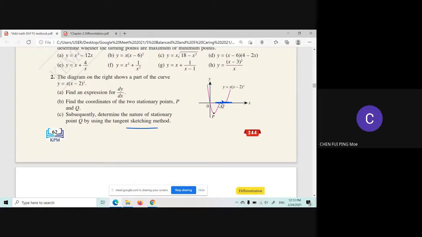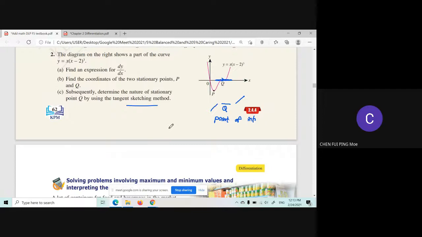So from here, left hand side is go up, right? And then it's like this. After that, it's like this. So meaning that point of inflection. Like this. So this one Q is point of inflection. You can draw like this. Okay. Any other question want me to discuss?